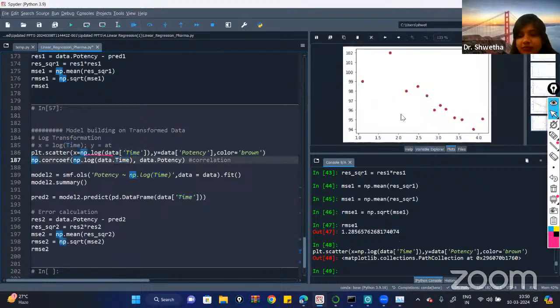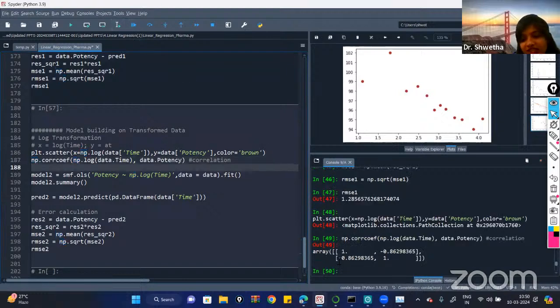Okay, this we are plotting on the scatter plot. The resultant scatter plot looks something like this. These are the logarithmic values of x being plotted against y. Now we can find out the correlation between these two. The correlation has increased from minus 0.7 to minus 0.8. So after applying logarithmic transformation, there is better correlation.